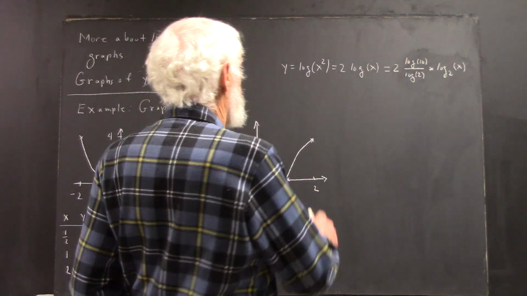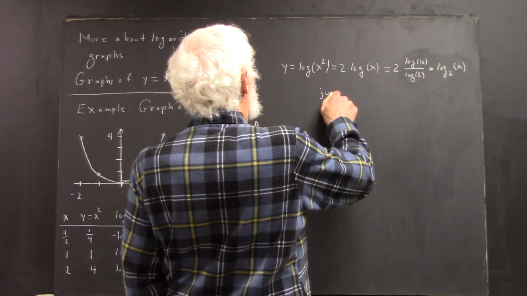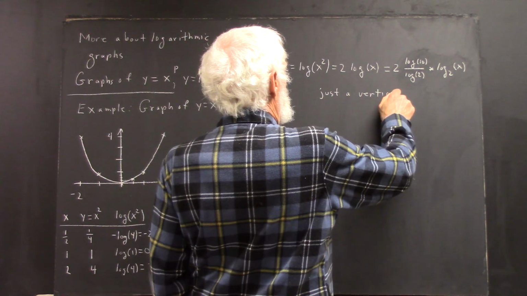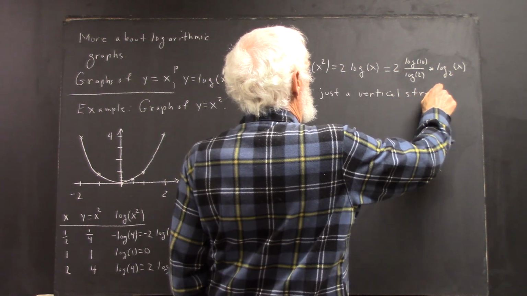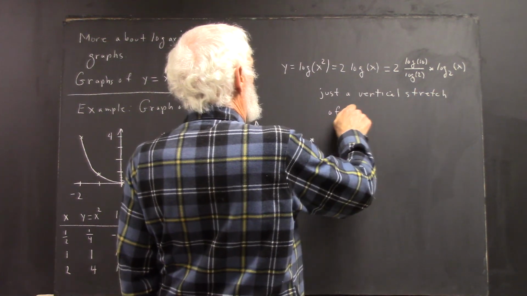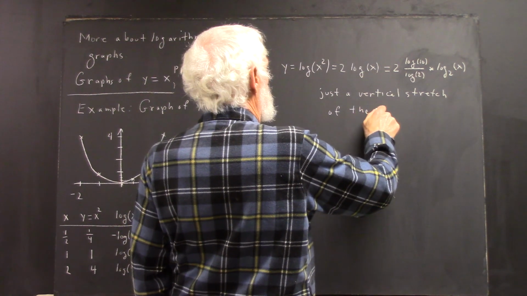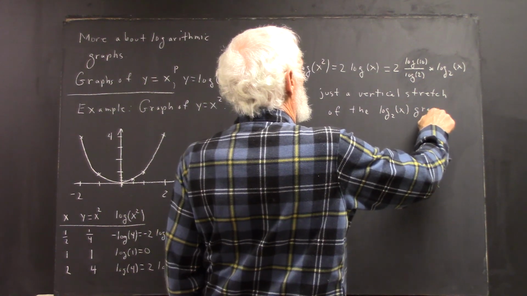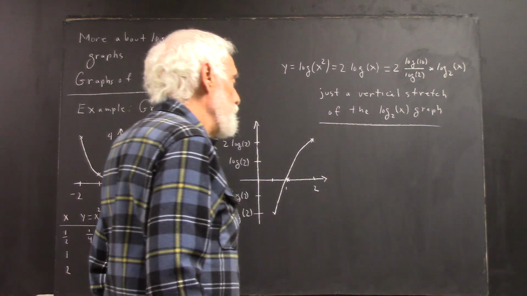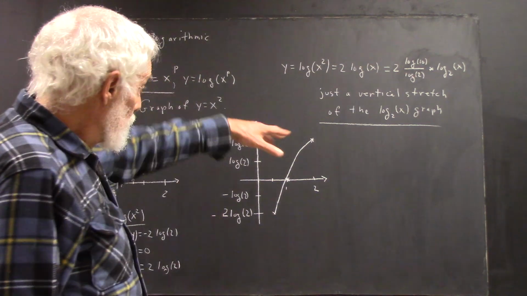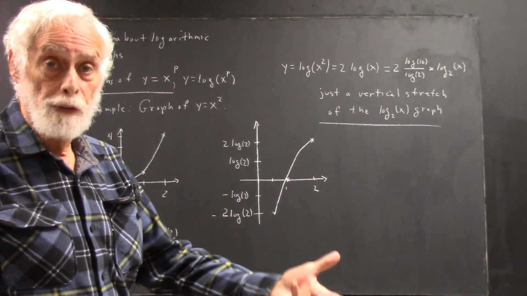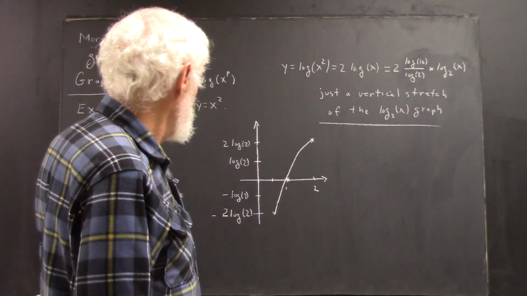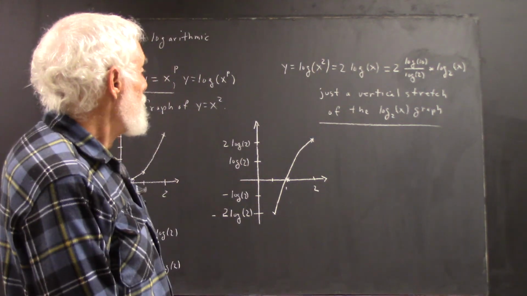Point is, this is just a vertical stretch of the log base 2 graph. And for homework, you work out some of the algebraic details. They're simple. People did quite well on this stuff at the midterm, so you should have no trouble. You might have to refresh yourself a little. Okay?